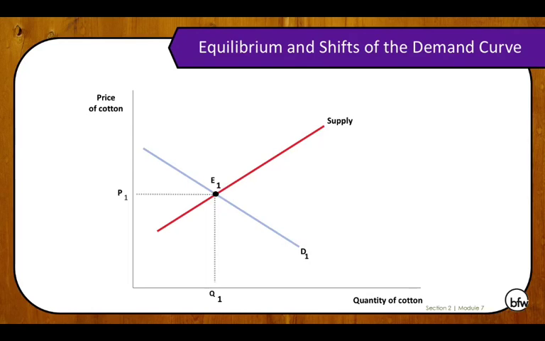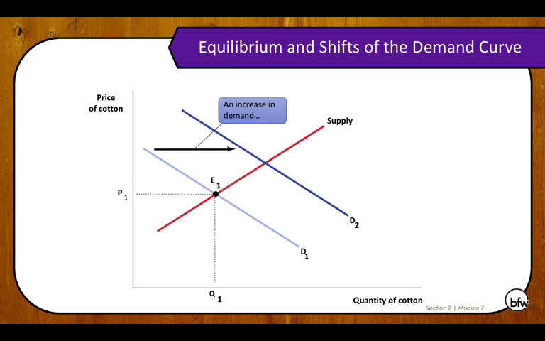Now, let's look at the three important components for this scenario. One, there were stronger tastes and preferences. Because of that, the demand curve shifts to the right. And we have a new equilibrium point. Price and quantity both increase.